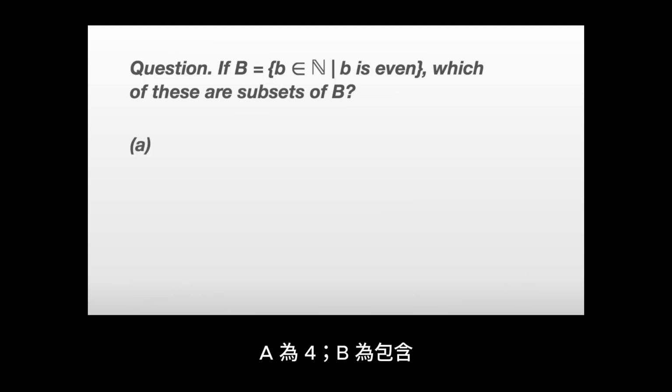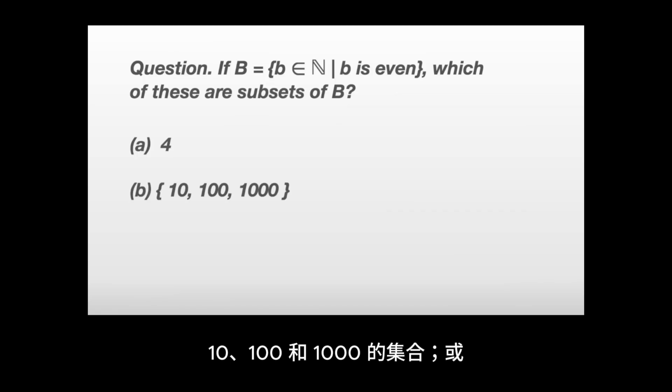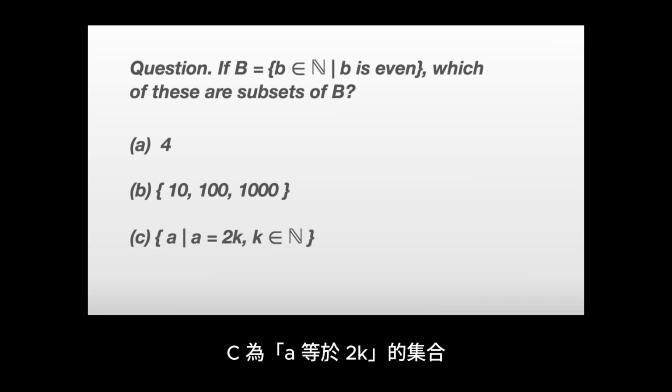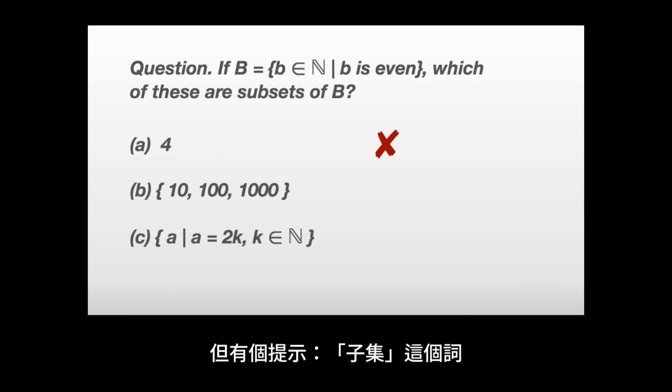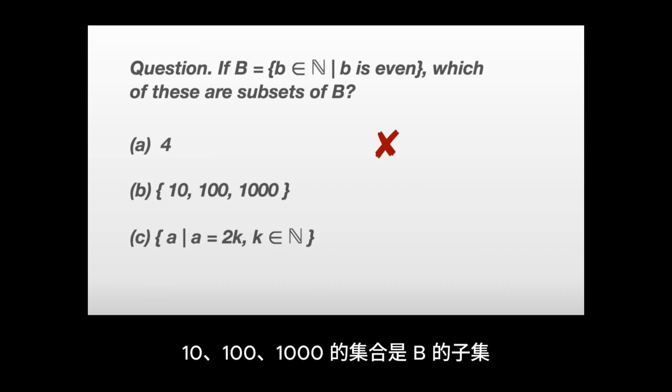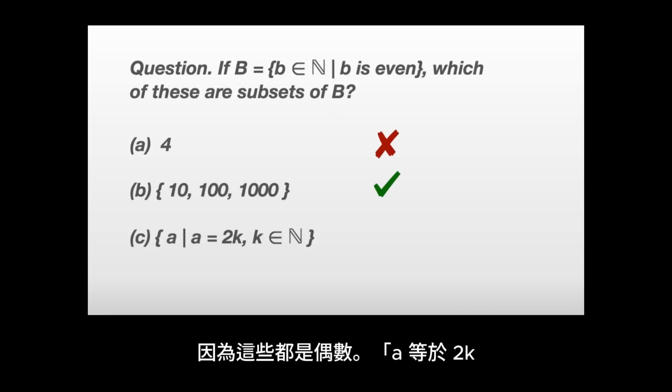A, 4, B, the set containing 10, 100 and 1000, or C, the set containing A such that A is equal to 2k where k is in the natural numbers? Well, 4 is an element of B, but not a subset. It's really easy to get mixed up between elements and subsets, but a clue is that the word subset contains the word set, and subsets are always sets themselves. The set containing 10, 100, and 1000 is a subset of B, because these are all even numbers.